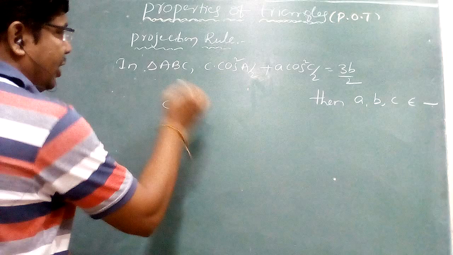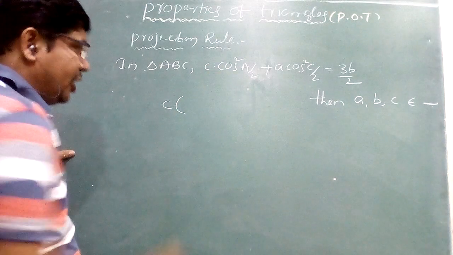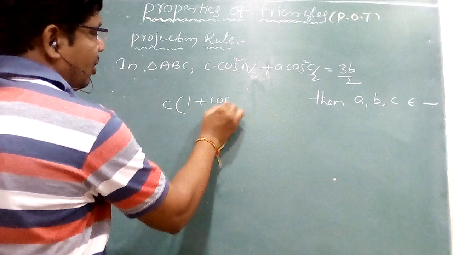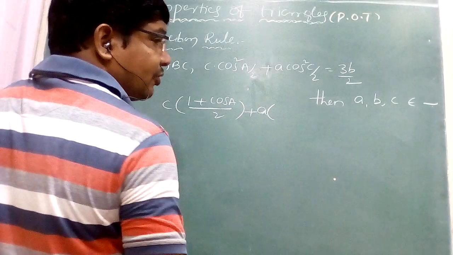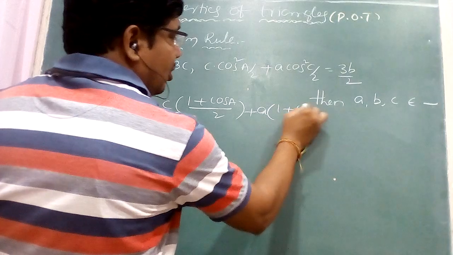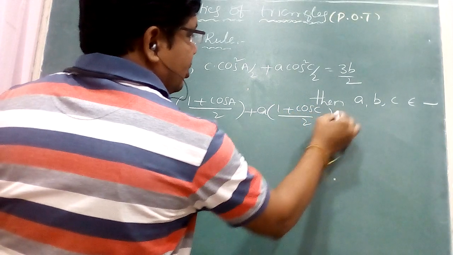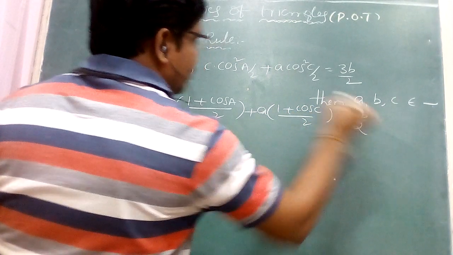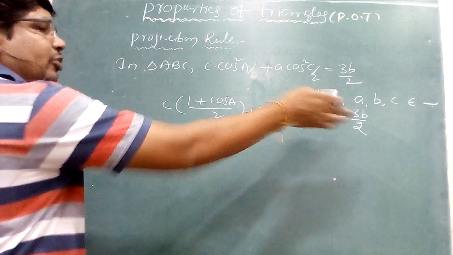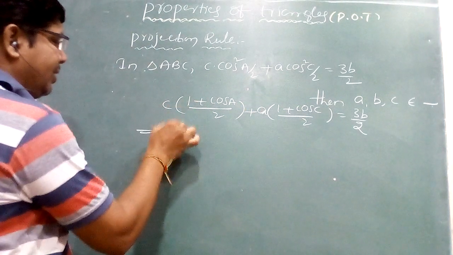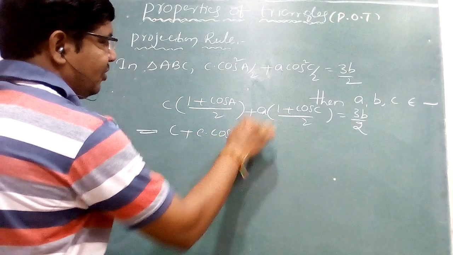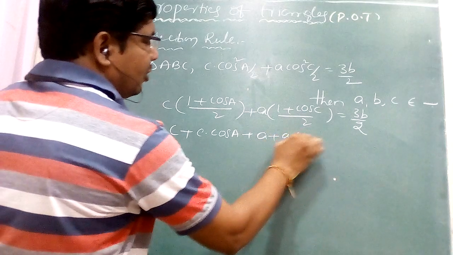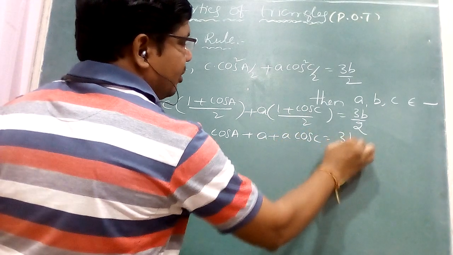Small c into cos square a by 2, I am writing as (1 plus cos a) whole divided by 2, plus small a into cos square c by 2, (1 plus cos c) by 2, is equal to 3b by 2. Eliminating 2 on both sides, then remaining is c plus c cos a plus a cos c is equal to 3b.